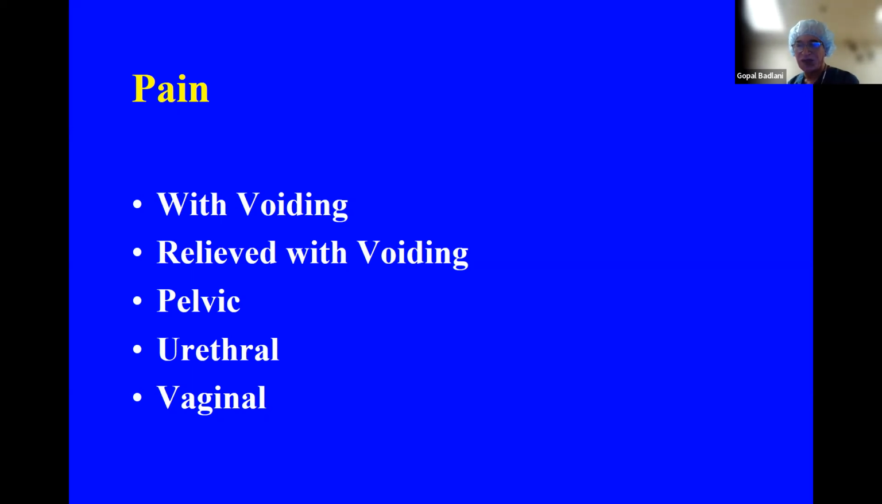Urethral pain most commonly is due to a urethral diverticulum, sometimes due to other rare pathologies such as stone and/or malignancy. Vaginal pain is seen in postmenopausal women with hormonal loss and thinning of the vaginal wall.